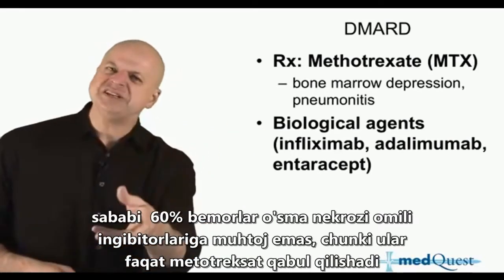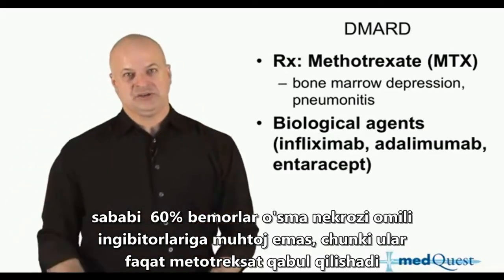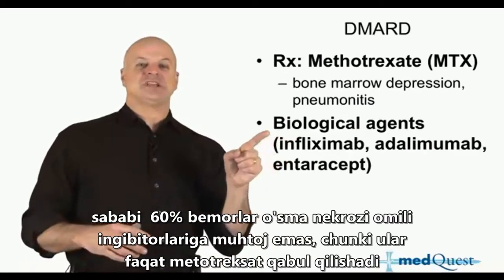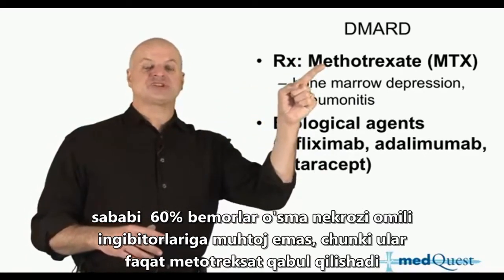Even though the biologic agents like TNF inhibitors combined with methotrexate are superior, they're still not first. The reason is that 60% of patients will not need the TNF inhibitor. 60% of patients will make it with just the methotrexate alone.